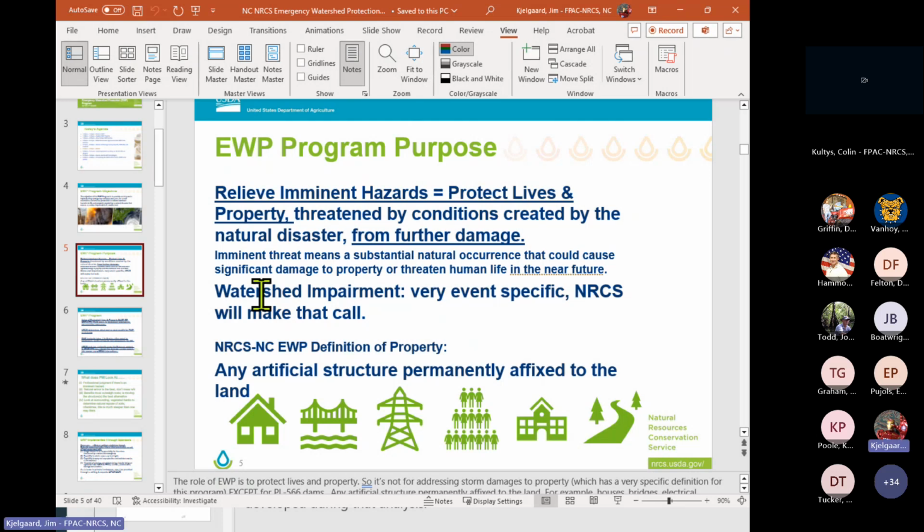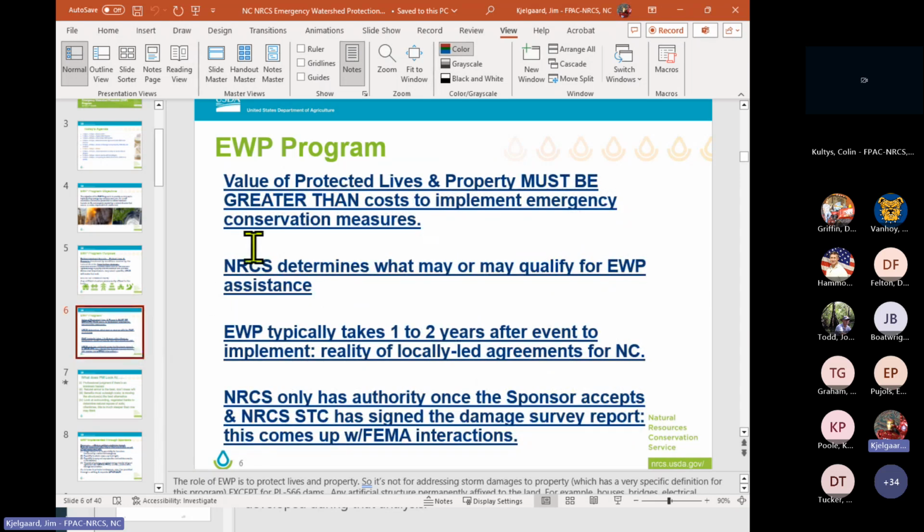But some things are already defined for us in our manual, such as property. Property is defined as any artificial structure permanently affixed to the land. So buildings, infrastructure, potentially facilities that the public uses, roads potentially. But it also goes down to, really, it's a protection program. It's not a repair program. And as the federal government can print money, or I should say our central bank, the Federal Reserve, can print money, there's always going to be a limit. So EWP is not necessarily the answer to every situation.